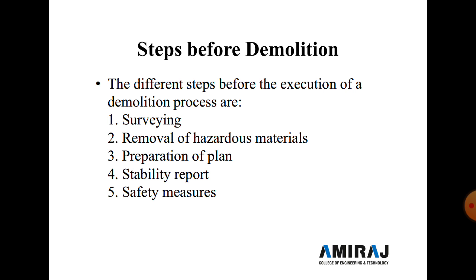First is a survey. Before demolition of the structure, surveying is compulsory. In a survey we check whether the periphery area is open area or not, and if there is open area, we use a different method for the demolition of the structure. Second is the removal of hazardous material. After demolition of the building, hazardous material is stacked out, so removal of hazardous material is an important point.